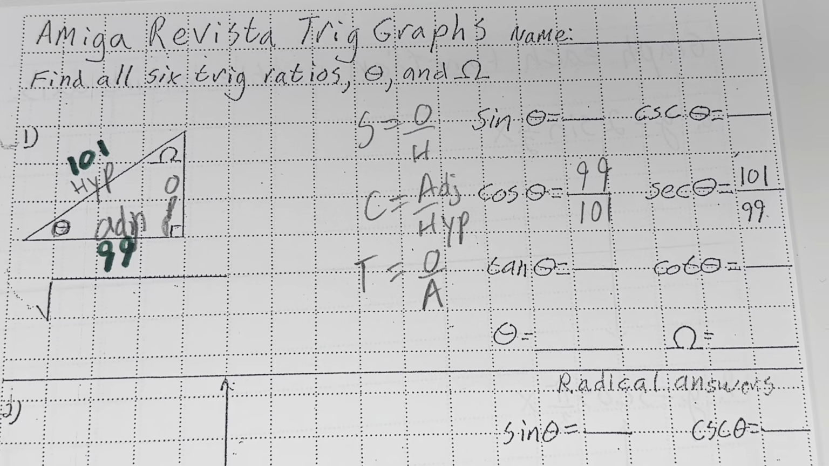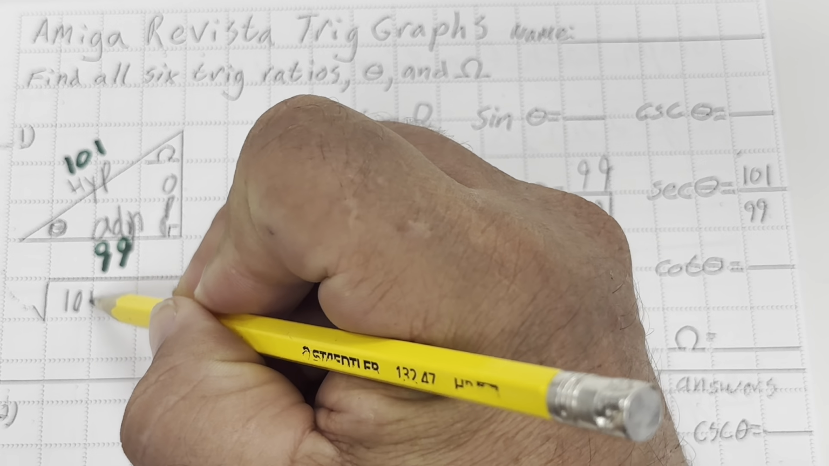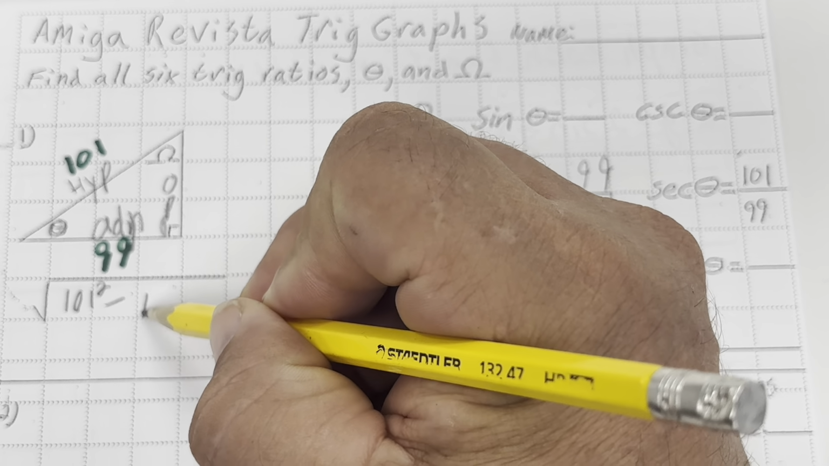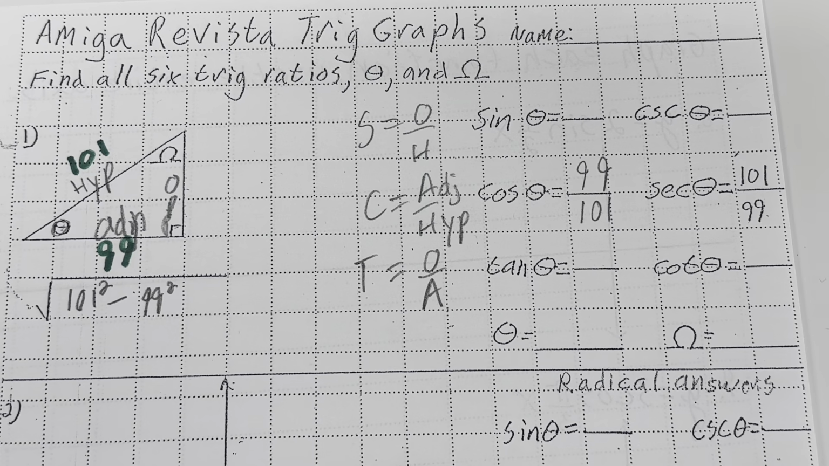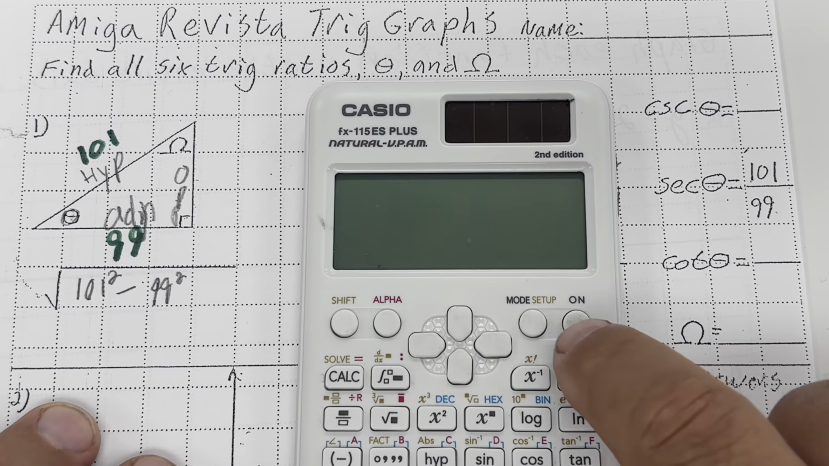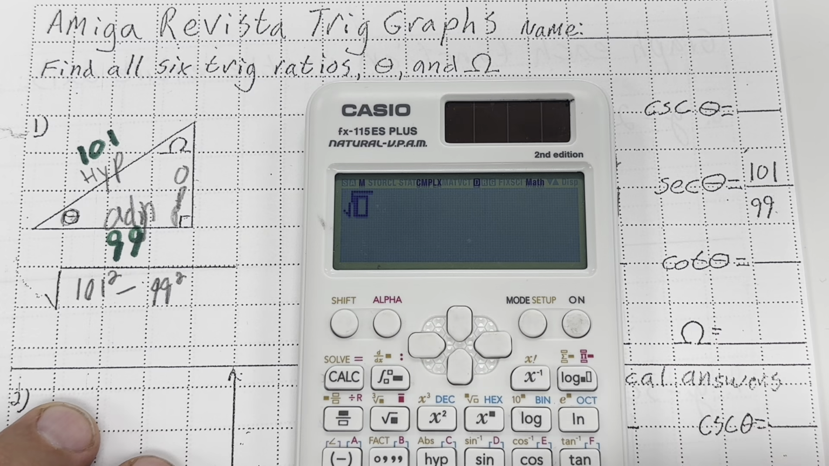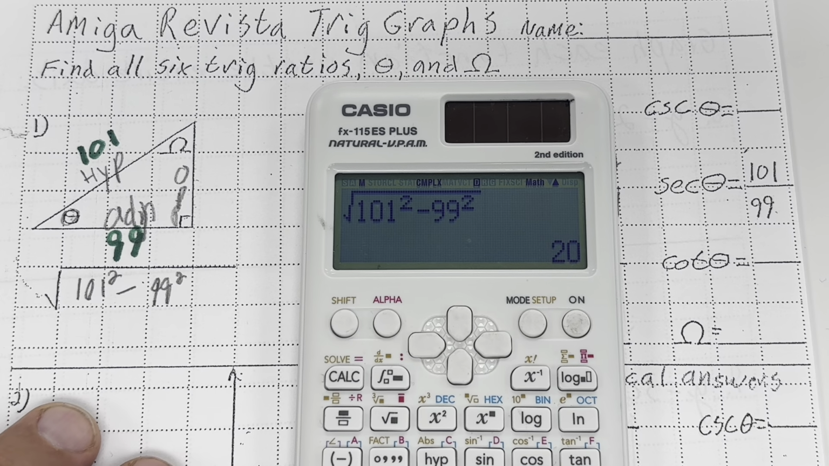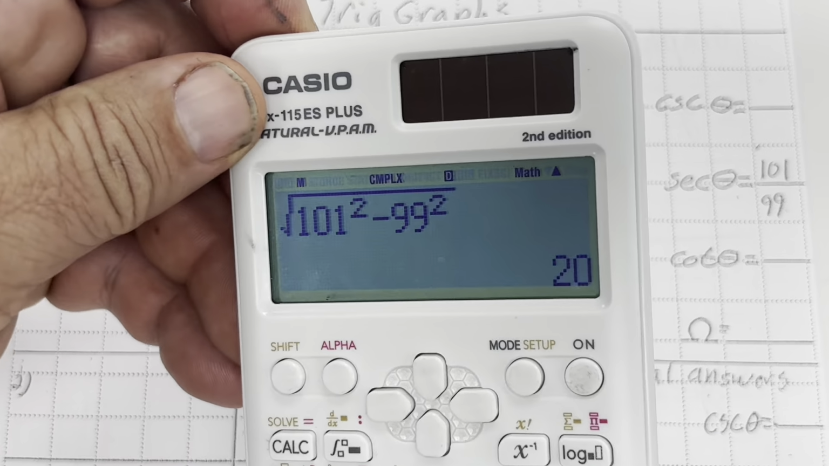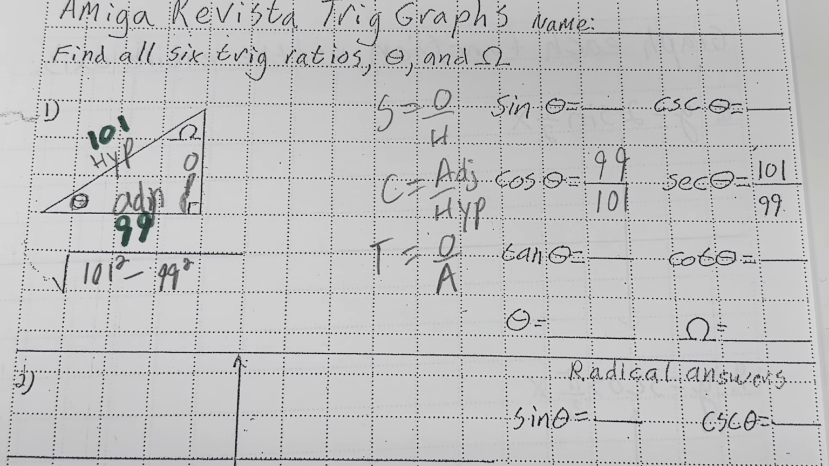Now to find out what the opposite side is, we have to do the hypotenuse squared minus the adjacent side squared. So our calculator key in would be the square root of 101 squared minus 99 squared. And that gives us a 20. So our opposite side is going to be 20.